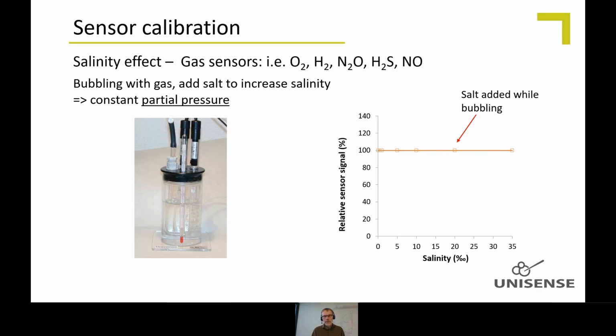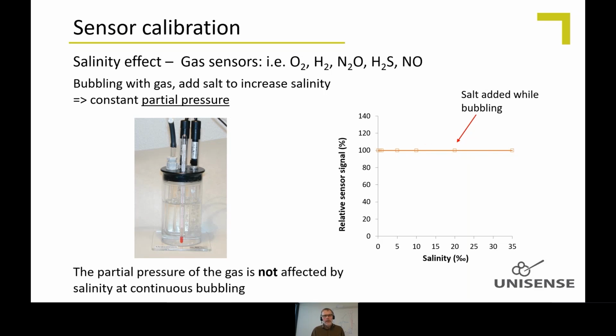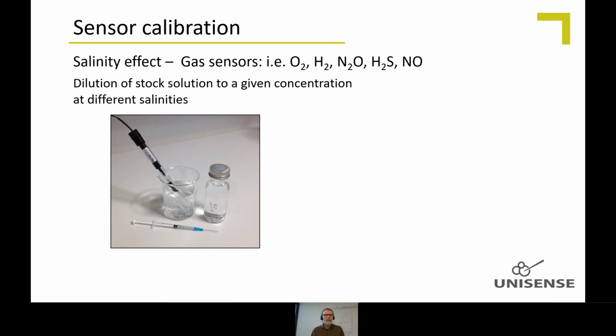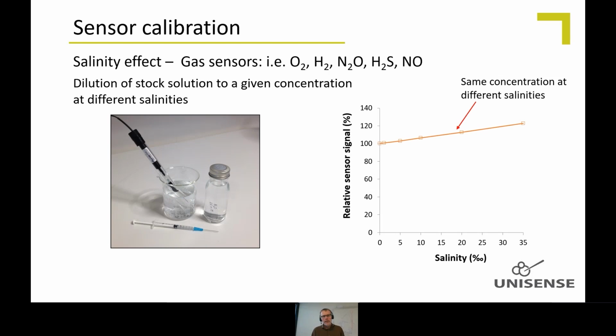So that means the partial pressure is constant, but since the salinities are different, then the concentration is actually different for these different salinities. The other way to do it is that you dilute a stock solution into a beaker with a known amount of water. And if you do that at different salinities, as shown here, 6 different again up to full seawater salinity, then you get a difference in sensor signal.